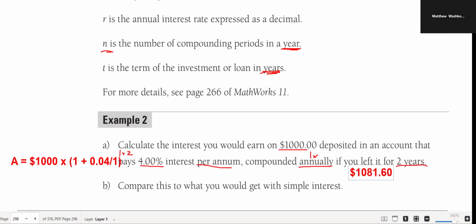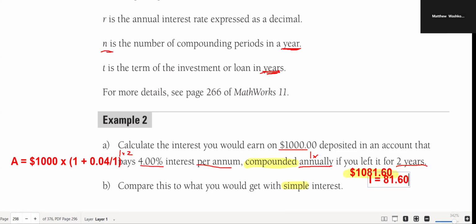$1,081.60. Now, one of the key words here is compounded, because sometimes you're going to see ones with simple interest. And now this wants us to compare it. So this is the interest I would earn. I haven't answered this question yet. The actual interest I would earn would be $81.60.